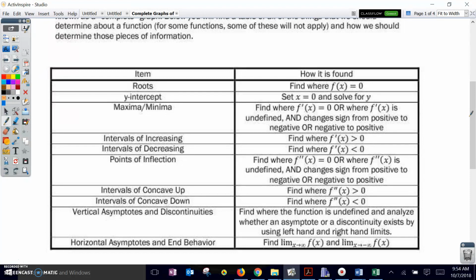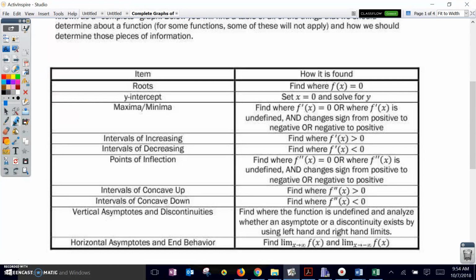of the function. So we're looking for the roots, we're looking for the y-intercept, we're looking for any maxima and minima. We're looking for any intervals of increasing and intervals of decreasing. We're looking for the points of inflection. We're looking for where it's concave up and concave down. We're looking for any vertical asymptotes or discontinuities. And we're looking for any horizontal asymptotes and the end behavior of the function.